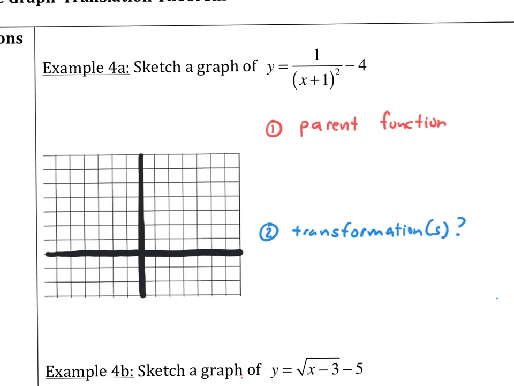So as we look at this, we want to do a quick sketch. The first thing we ask ourselves is, what does the parent function look like? Or what is the parent function? Here, the parent function is y equals 1 over x cubed, like so.